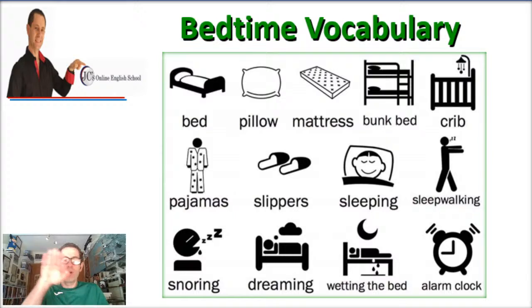Anyway, so let's read them row by row, as before. Bed. Now what is it? Bed. Pillow. Mattress. Don't forget the double T and the double S when you write it. Mattress.